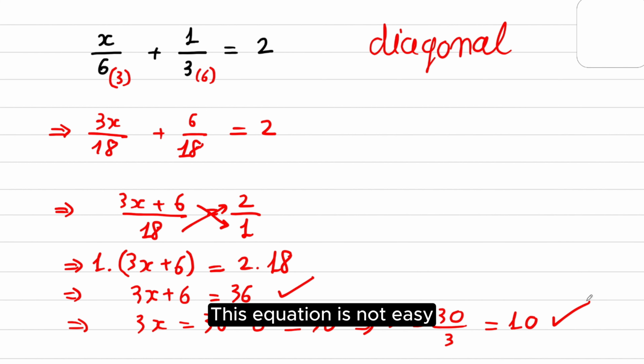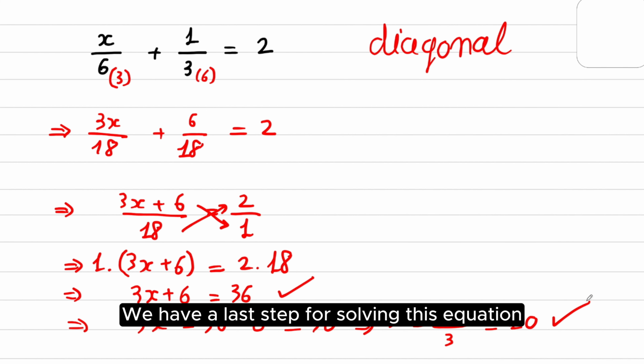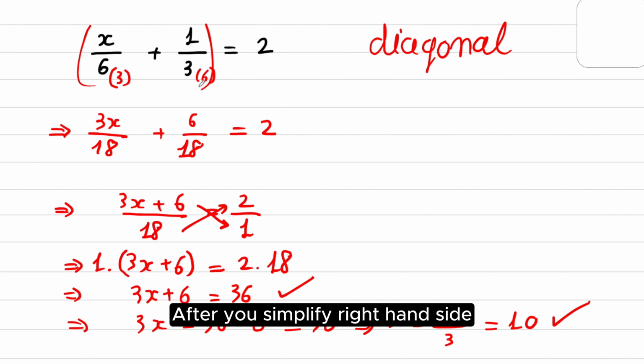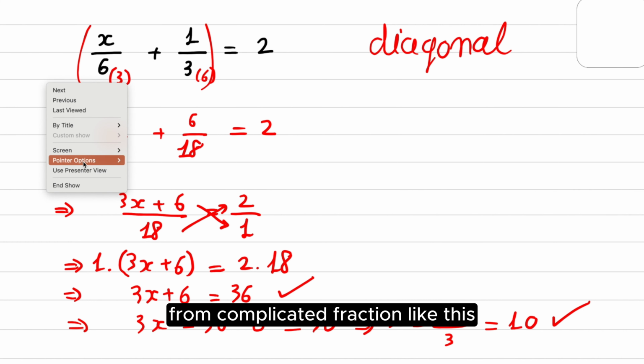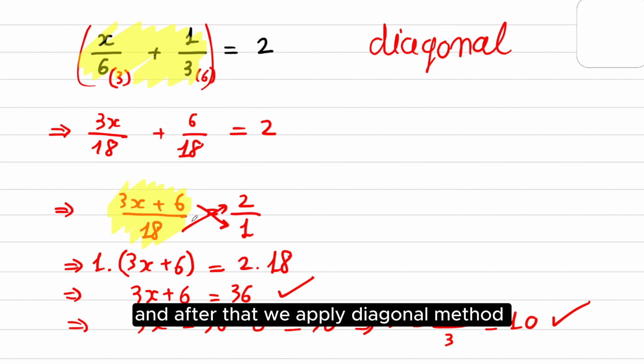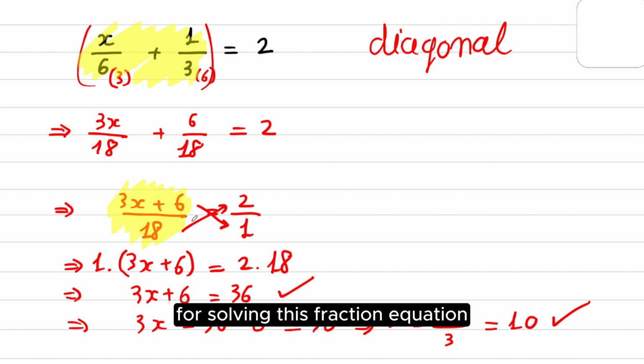This equation is not easy. We have a lot of steps for solving it, but the main method is that you have to simplify the left-hand side first. After you simplify it from a complicated fraction like this, it becomes a much easier fraction, 3x plus 6 over 18. And after that, we apply the diagonal method for solving this fractional equation. Okay, so let's move to another example.